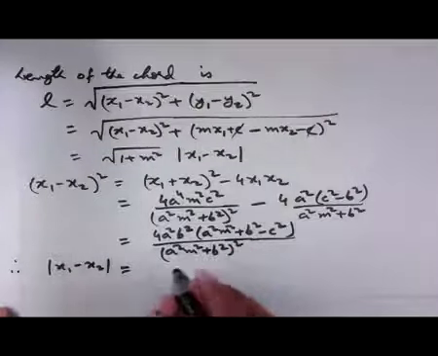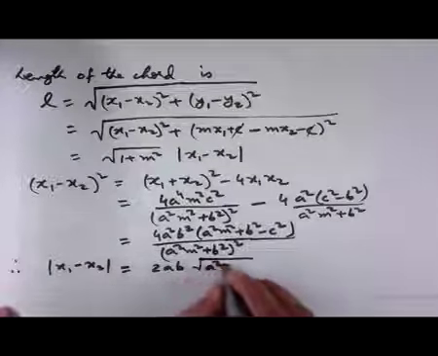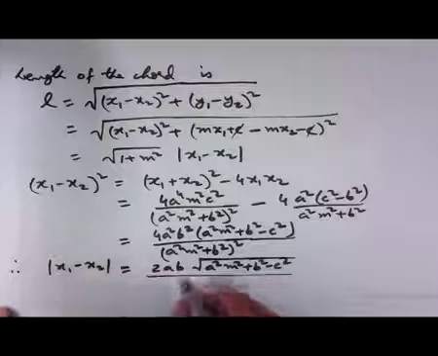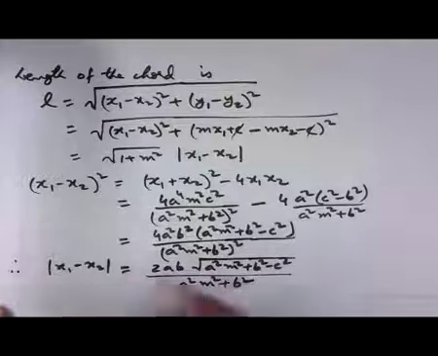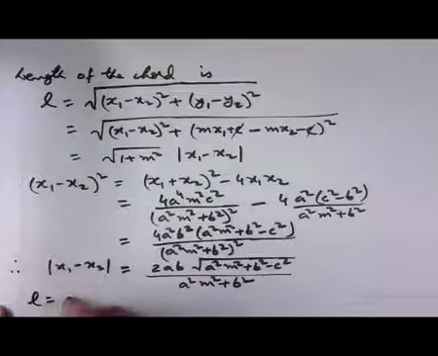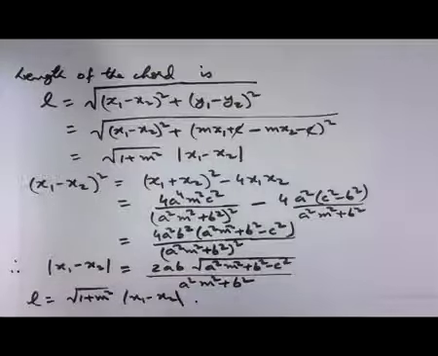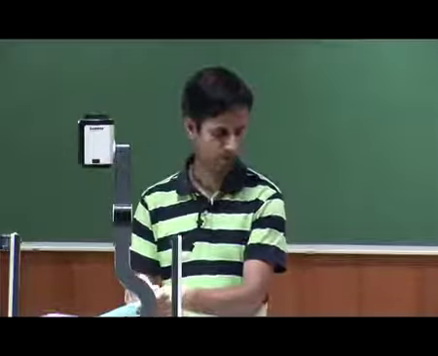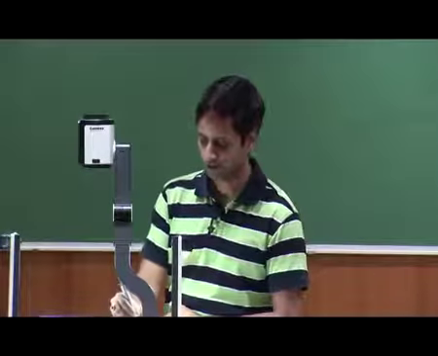So, that is equal to 2 a b times square root of (a square m square plus b square minus c square) divided by (a square m square plus b square), and length L is square root of 1 plus m square times this mod x1 minus x2. So, we can find the length of the chord joining any 2 points on the ellipse using this formula. So, next we will derive what is the equation of the tangent.